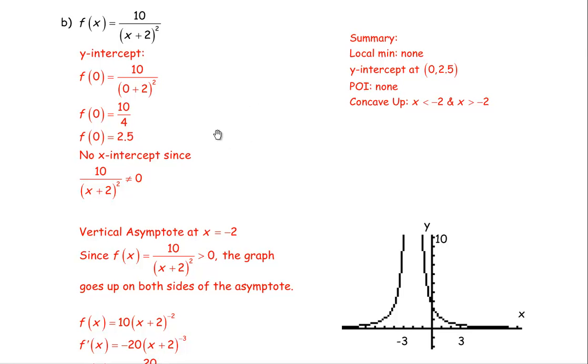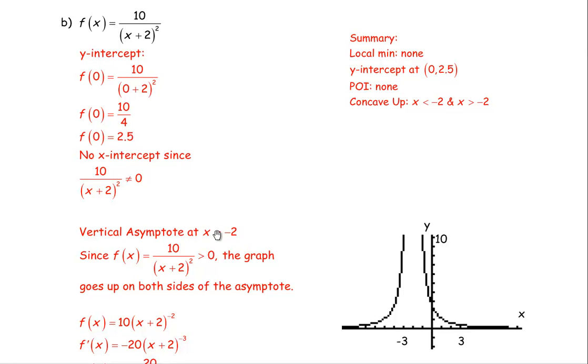For the last question here in B, you're given the function f of x is 10 over (x plus 2) squared. So to find the y-intercept, we would put 0 in place of x. So f of 0 would be 10 over (0 plus 2) squared. 2 squared is 4, so 10 divided by 4 is 2.5. So it goes through the y-axis at 2.5. Now, there are no x-intercepts because if we set the function equal to 0, there's no way it could equal 0. There's no x in the numerator here. So there's no value for x that would actually make this equal to 0. So a y-intercept of 2.5, but no x-intercept at all.